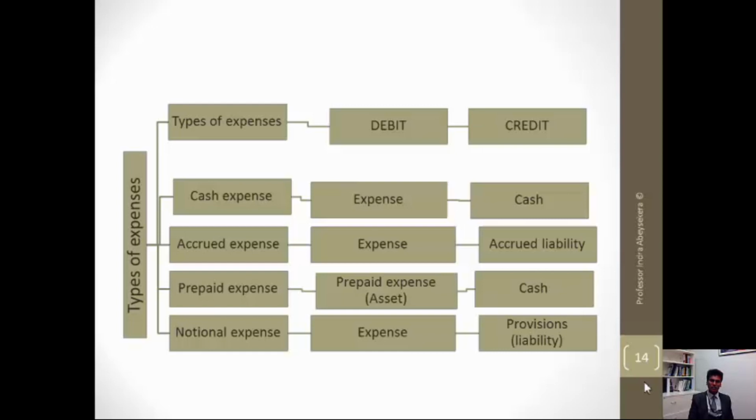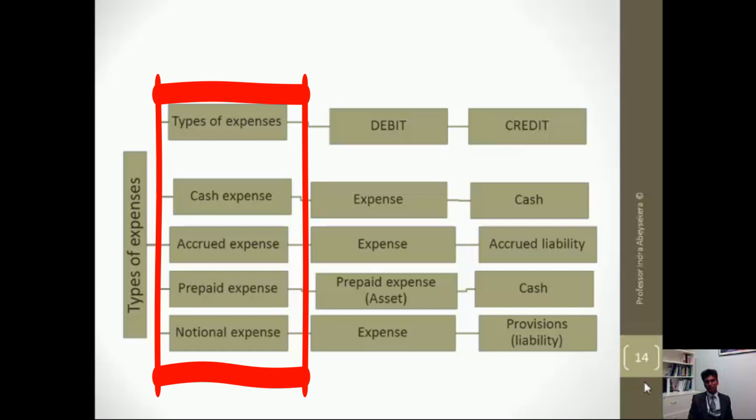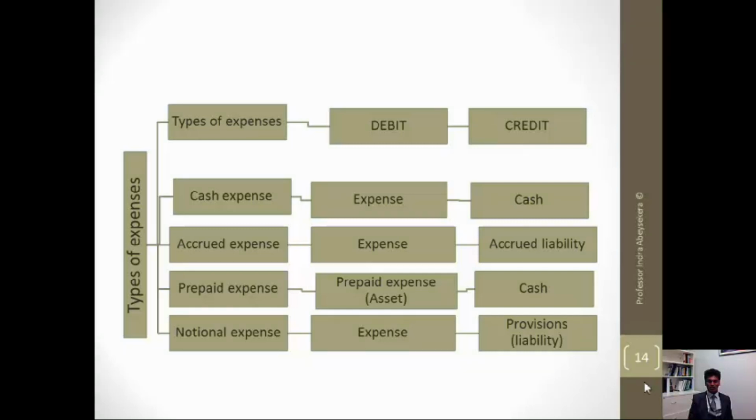There are 4 types of transaction that can give rise to different types of expenses. So there are 4 types of expenses. One is cash expense. The organization receives a product or service that will be used up or consumed within a year. Debit expense, and the organization pays cash. Credit cash. Cash decreases.